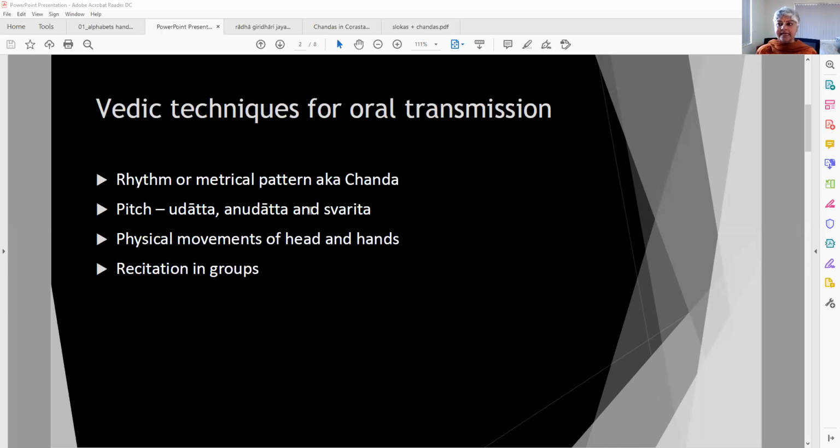The third is the physical movements of the head and the hands. So this again, in our Sanskrit class, we're always doing that, where we do the short and the long syllables. So we go up and down, so that way we know which syllable is long, which has to be elongated, which is short. Now, when you're learning entire passages, this whole thing again comes into play. So it's not just the short and the long, but it's also the ups and the downs and the mudras and all the rest, which helps in remembering a verse.